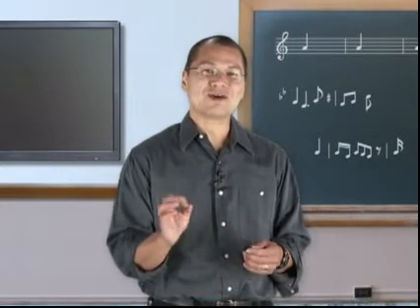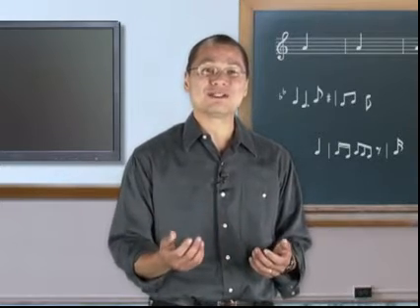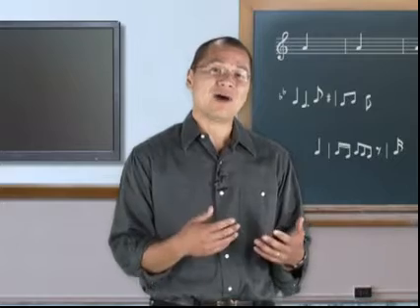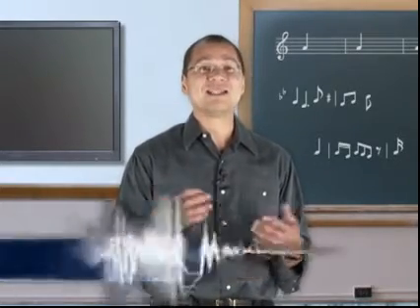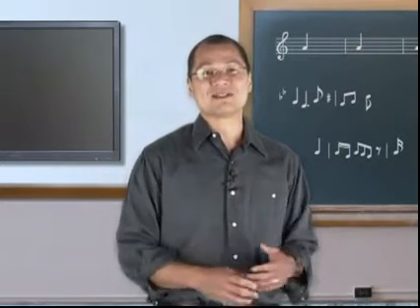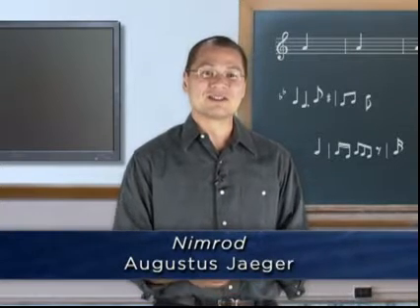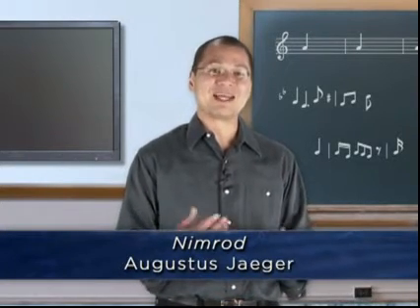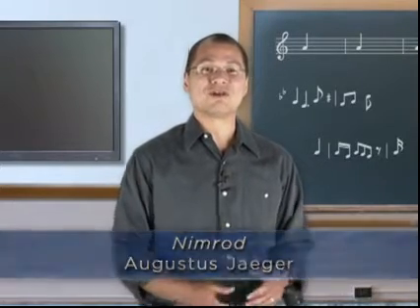You see, Elgar took the original tune to his grave. We don't know what the original tune is. We only now know how Elgar thinks his friends would have played it. That's how we get Enigma Variations. The original tune is still an enigma. One of the more famous is actually variation number 9 called Nimrod, after a friend of his, Augustus Jaeger. We get Nimrod because Jaeger in German means hunter, and Nimrod was Babylonian, the hunter before the Lord.